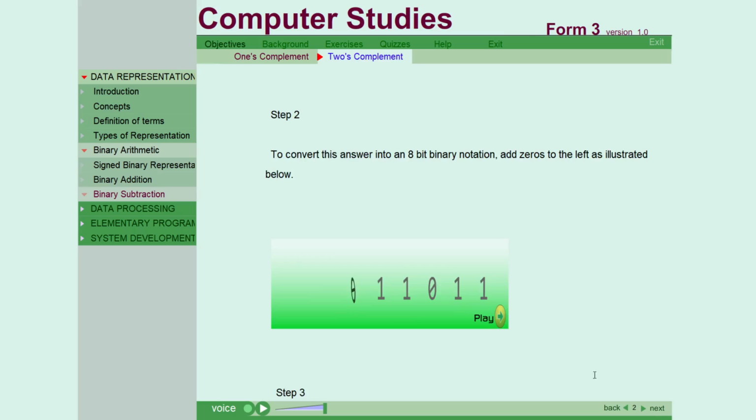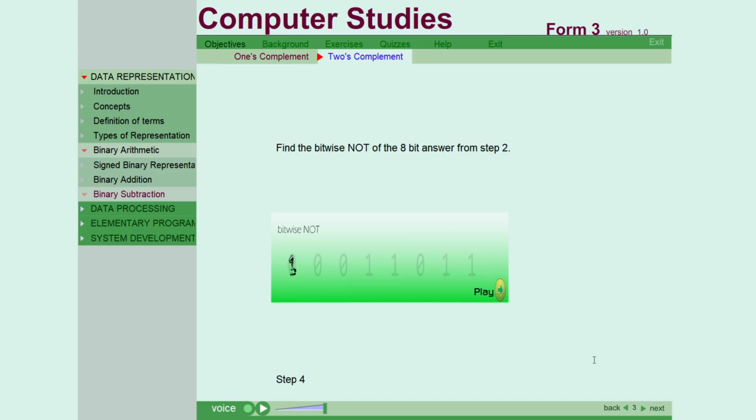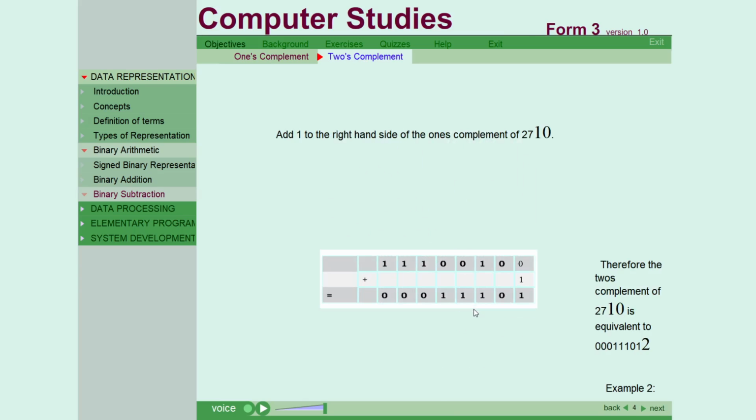Step 2. To convert this answer into an 8-bit binary notation, add zeros to the left as illustrated below. Step 3. Find the bitwise NOT of the 8-bit answer from step 2. Step 4. Add 1 to the right-hand side of the 1's complement. Therefore, the 2's complement of 27 to the base of 10 is 11100101 to the base of 2.